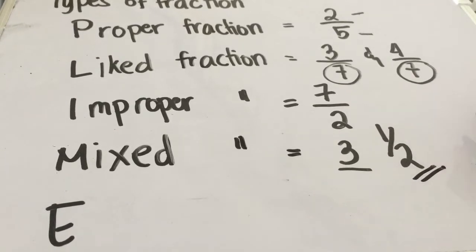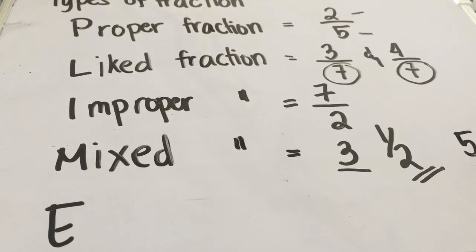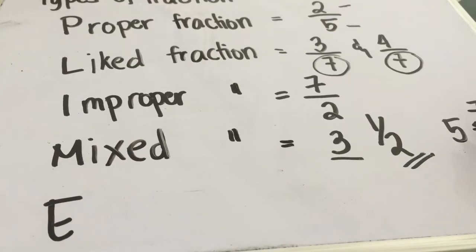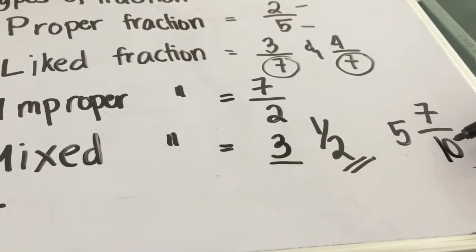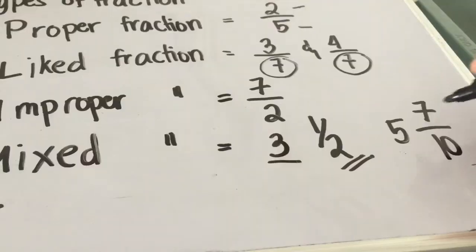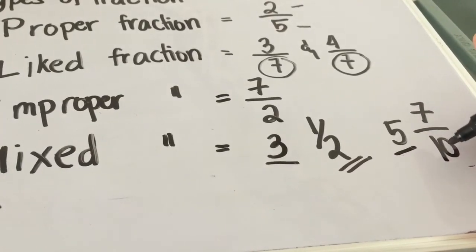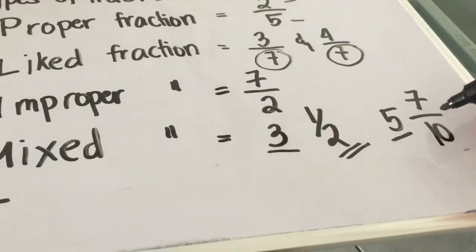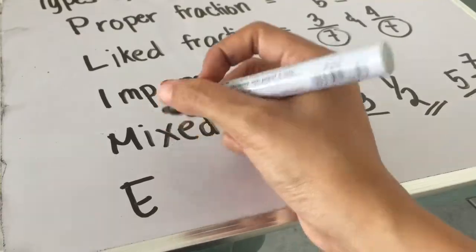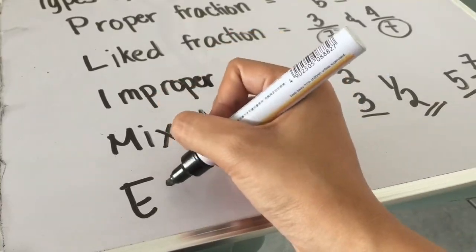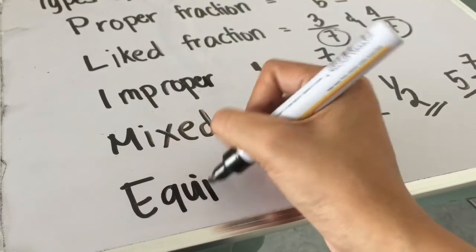Another example is 5 and 7 over 10. So it is read as 5 and 7 over 10. So 5 is our whole number and 7 over 10 is our fraction. So the last one in our mnemonic PLIME, letter E, stands for equivalent.